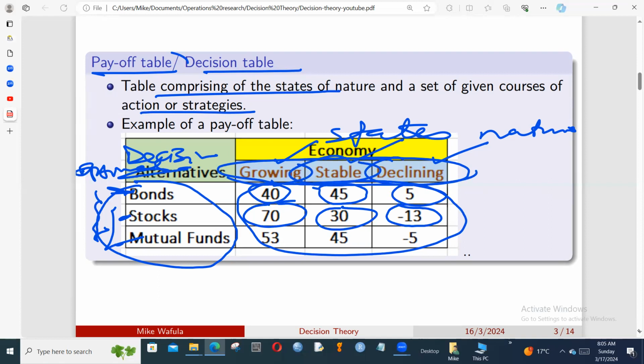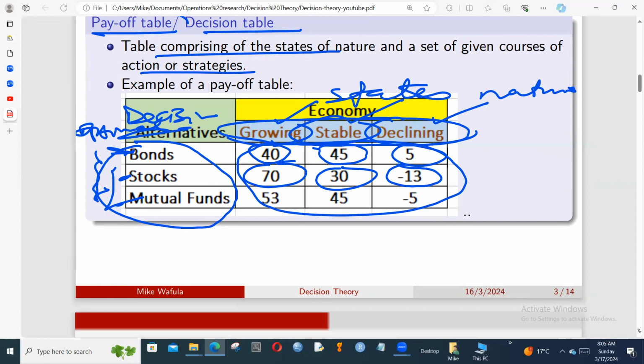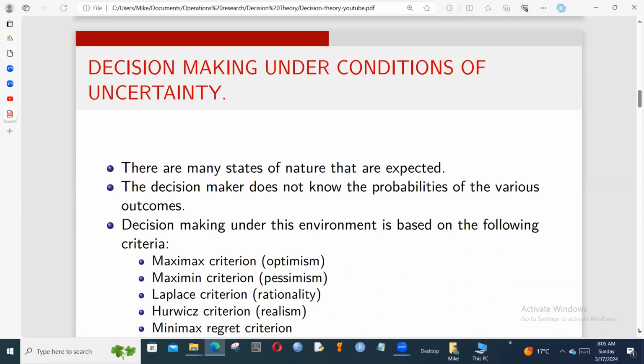But when the probabilities are present, then we talk of conditions of risk. And we are going to look at those two case scenarios here. So we begin by looking at decision making under conditions of uncertainty. And as we have said, of course, we expect there to be states of nature that will occur.